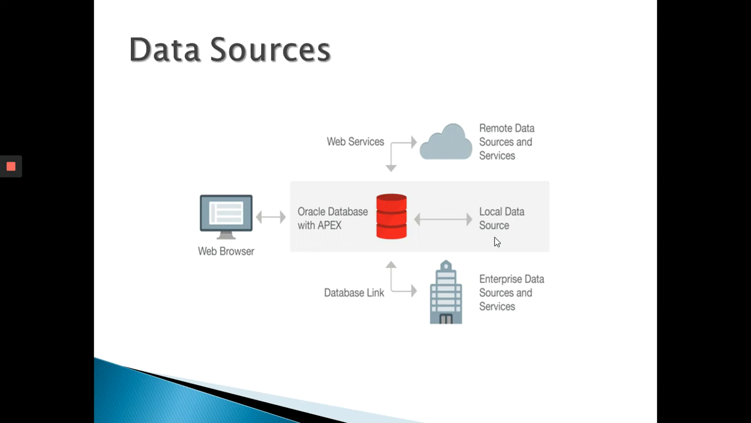In web services, you can have an API that acts as a data source, which runs on a different server, but you can fetch its data in JSON format, and you can build a report for that API. So that acts as a web service data source. And database links, which connect to a different schema through REST services, can act as a data source as well.